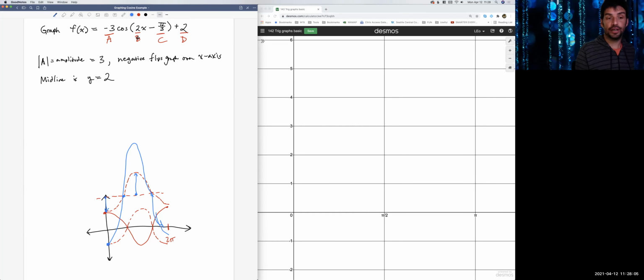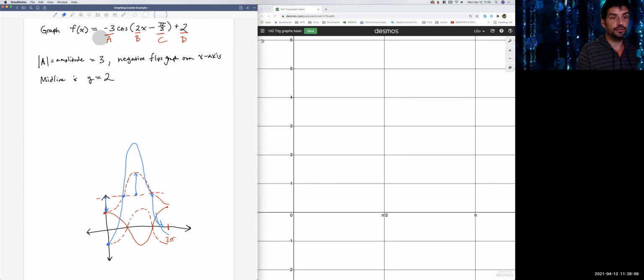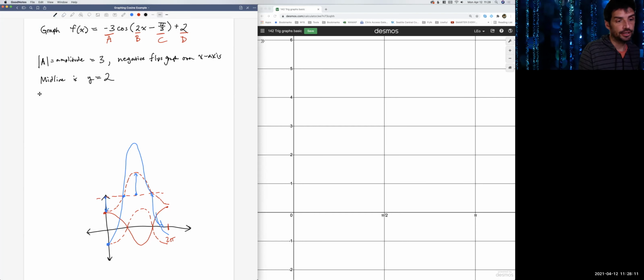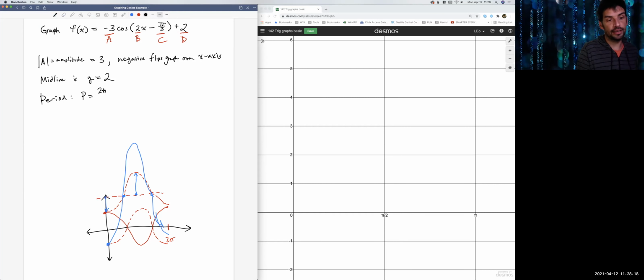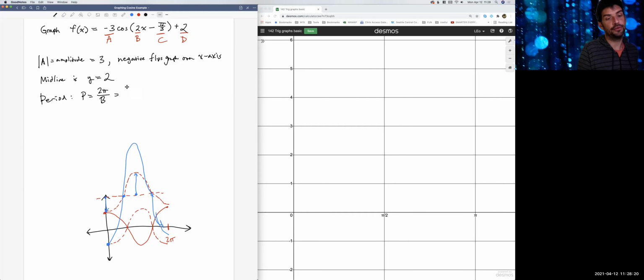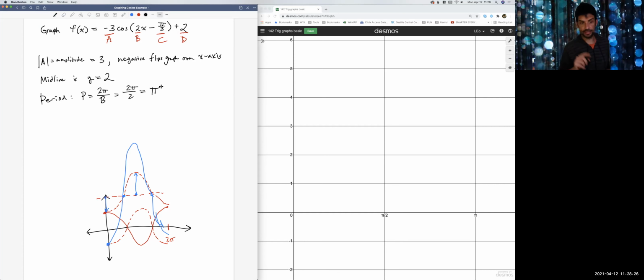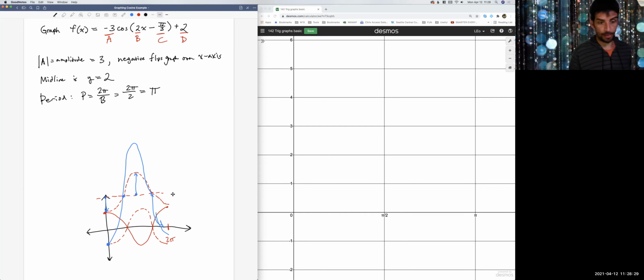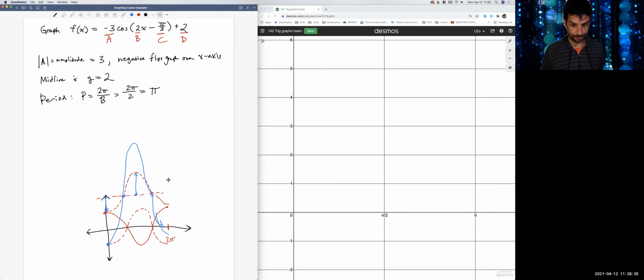That's going to be: what is the period? Remember, the period is related to the B value, and we have the formula. I usually call the period P, and it is 2 pi over B. So in this case, that's 2 pi over 2, equal to pi. So my new period is going to be pi. This drawing is already past the point of being useful, because it's going to squish the whole thing.